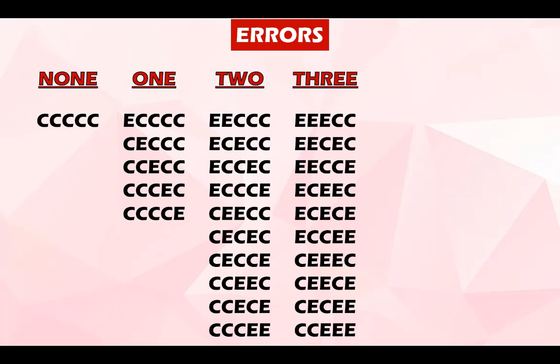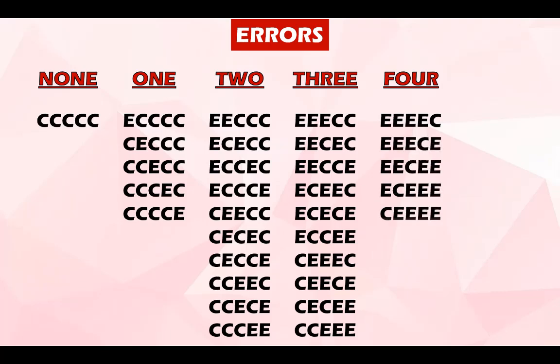4 errors is going to look a lot like 1 error. So 4 errors, there are going to be 5 possibilities. Because you can think of having the C basically do the same thing that the E did for 1 error. And then finally, if all 5 had errors, it would just be 5 E's. That's the only way that could happen.